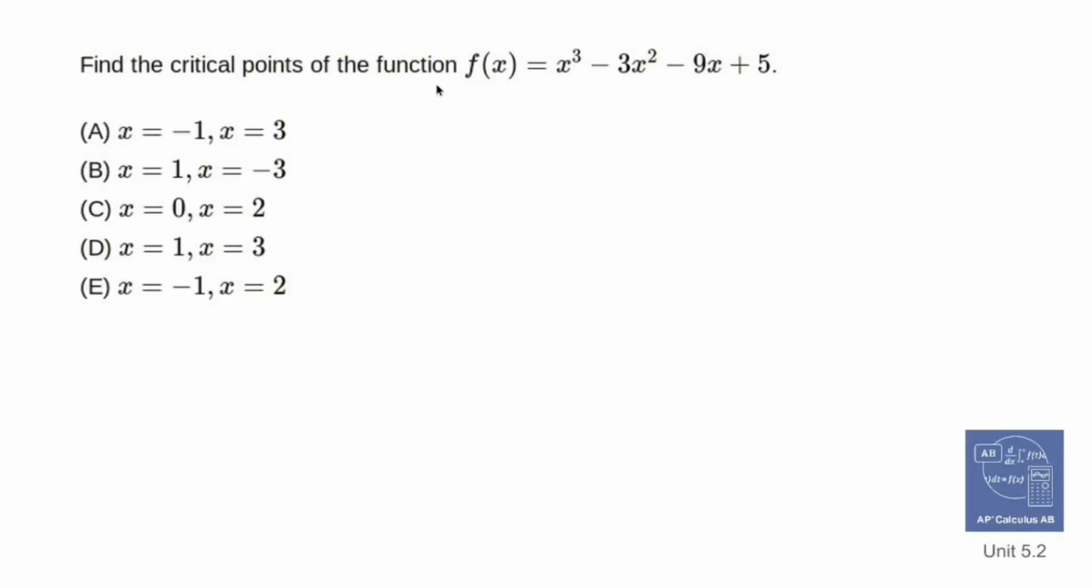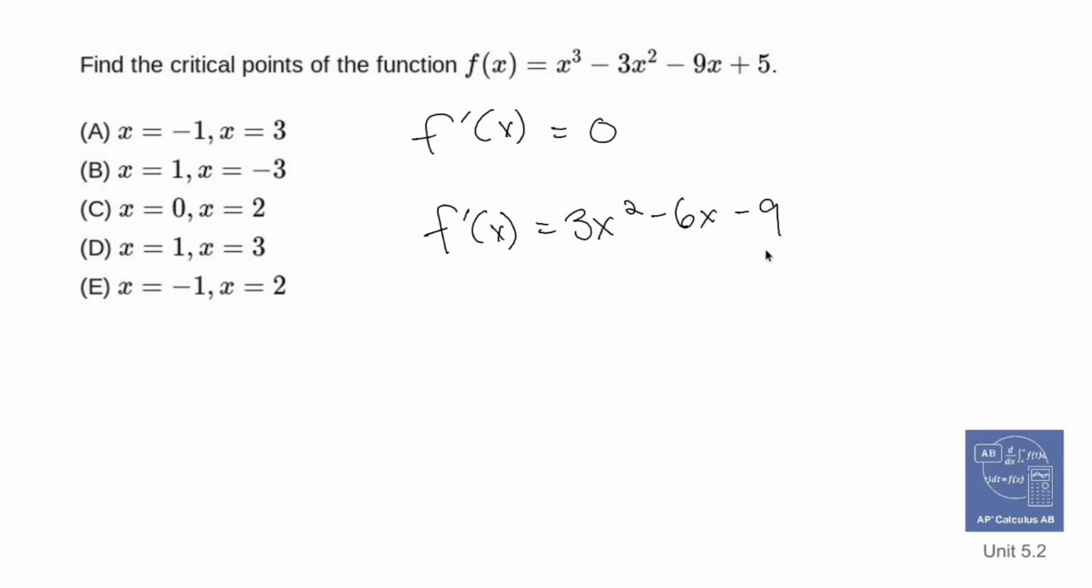Find the critical points of the function f of x equals x cubed minus 3x squared minus 9x plus 5. Critical points exist when f prime of x equals 0. So what I have to do is find out what f prime of x is and then set it equal to 0. So f prime of x is going to be, power rule, 3x squared, power rule, minus 6x, power rule, minus 9. Set that equal to 0.